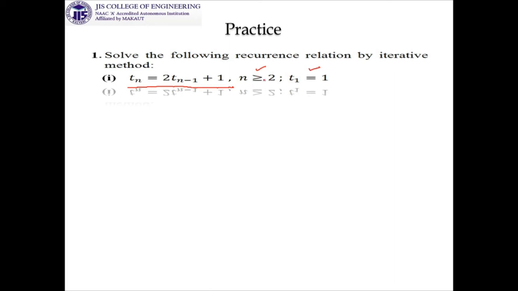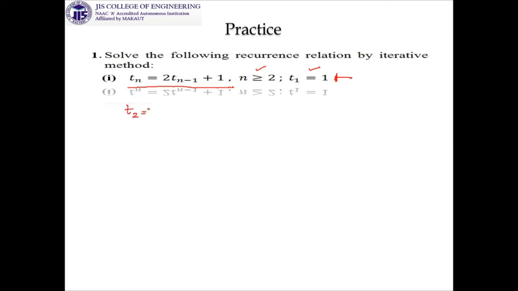If n is equal to 2, there is no problem. But if n is equal to 1 here, you get T1 equal to 2 T0 plus 1. But do you know the value of T0? No. It starts from T1. So this recurrence relation is valid for n greater than or equal to 2, and T1 will be used for finding out the result of the solution. So we are starting from T2.